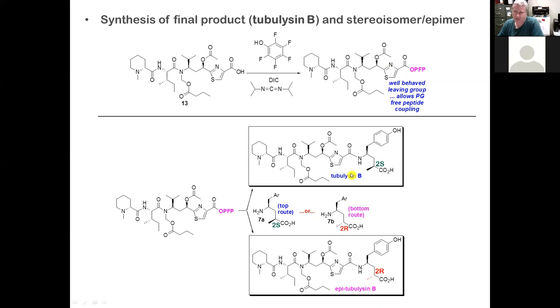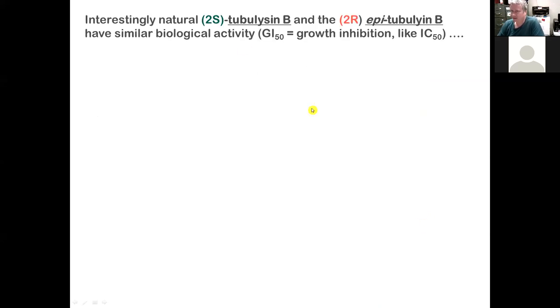Now they created two molecules, and then they're able to test them side by side. Which one do you think is going to be the good one? I mean, you might predict that the natural one is, right? But they'll see that it doesn't actually matter. These are both active. So it just shows that this stereoisomer is not that big of a deal, which is a little surprising, but you know, drugs are kind of mysterious that way. Okay, so interestingly, natural 2S and the 2R epitubulysin B have similar biological activity. They're using something called GI50, which is kind of like IC50. It's called growth inhibition, 50%.